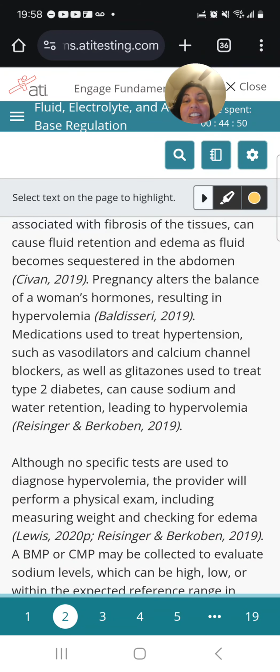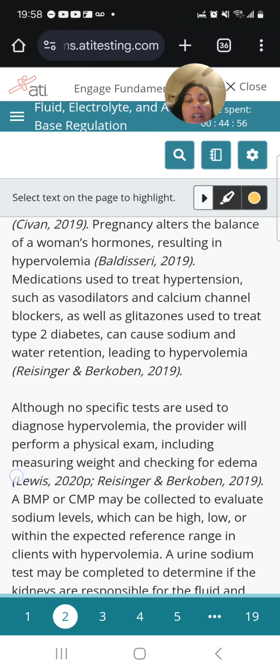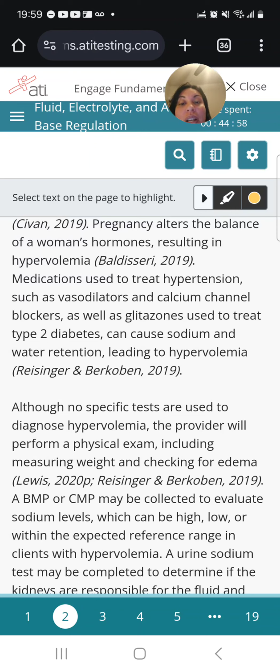Pregnancy alters the balance of a woman's hormones, resulting in hypervolemia. Medications used to treat hypertension, such as vasodilators and calcium channel blockers, as well as glitazones used to treat type 2 diabetes, can cause sodium and water retention.